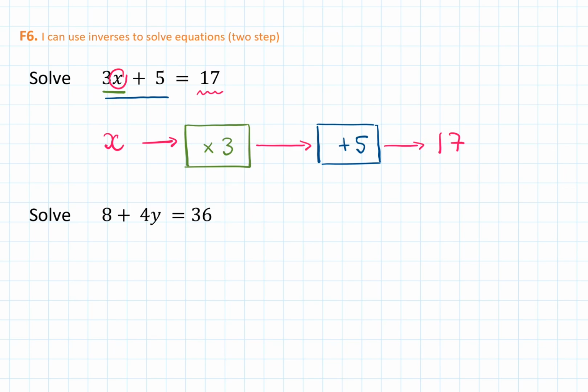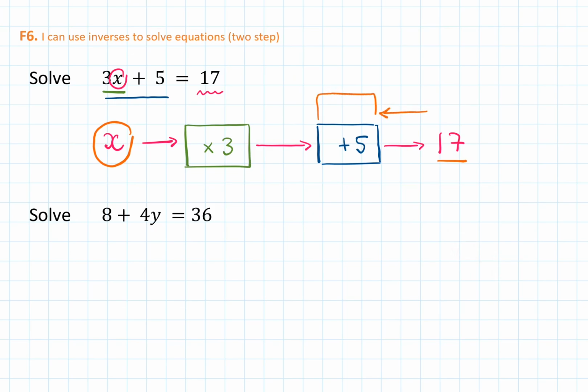Now we are not finished because we are trying to find the value of x. This is what we mean by solving the equation, finding the value of variable x. To find that, we can work backwards from 17 using our inverse operations. So we start at 17 and work backwards.